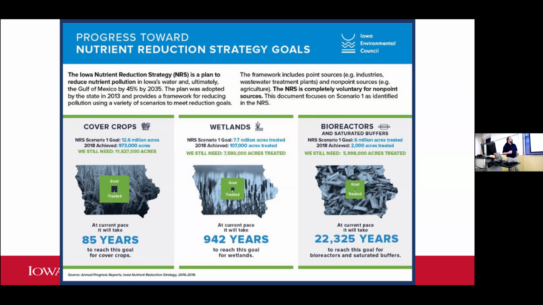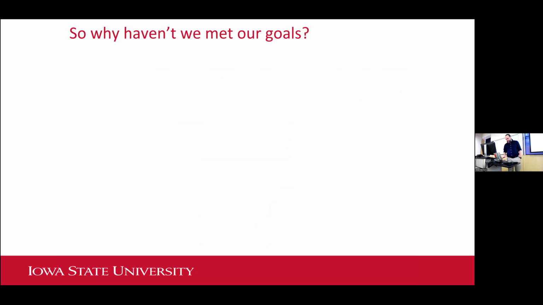So this is information from the Iowa Nutrient Reduction Strategy. It says, if we continue at the current rate of cover crop adoption, we will not meet our goals for nutrient reduction for 85 years. When we look at the amount of wetlands that you just talked about, if farmers adopt at the current rate, we're not going to meet our goal for 942 years. And if we're looking at bioreactors and saturated buffers, it'll take 22,000 years to meet our goal. So we need to push the needle forward, and that's where social science comes in.